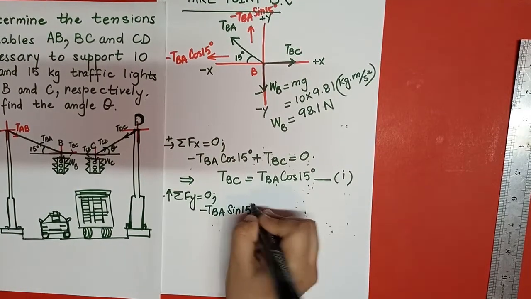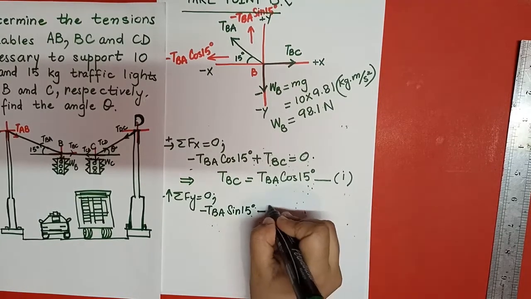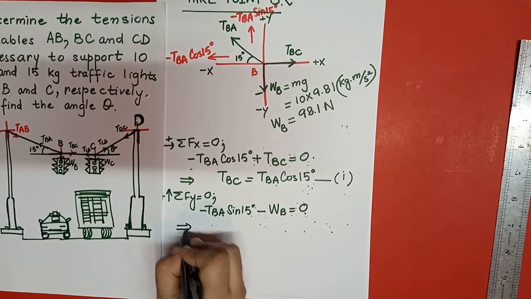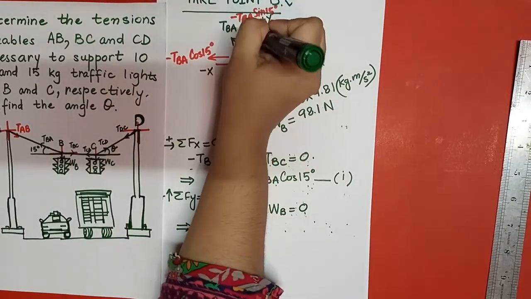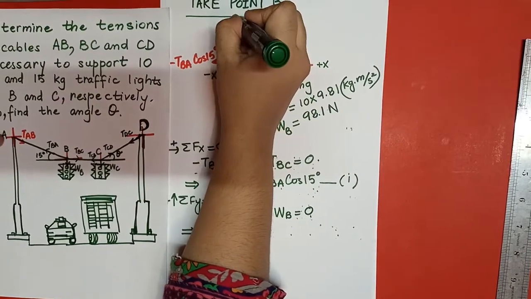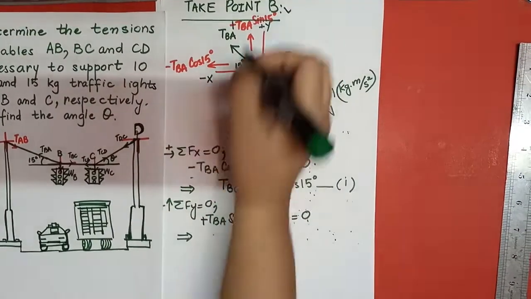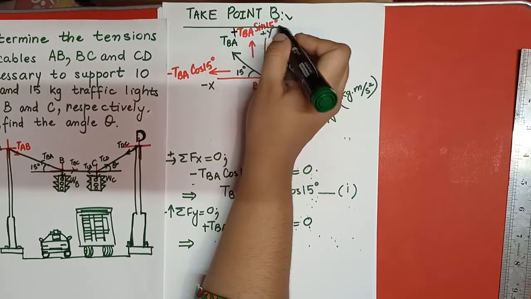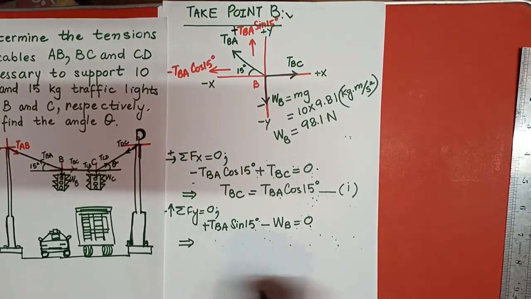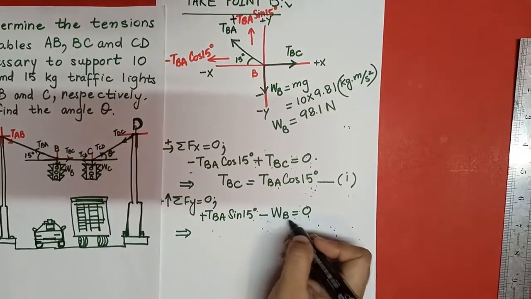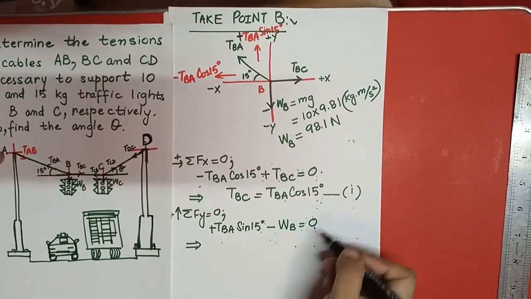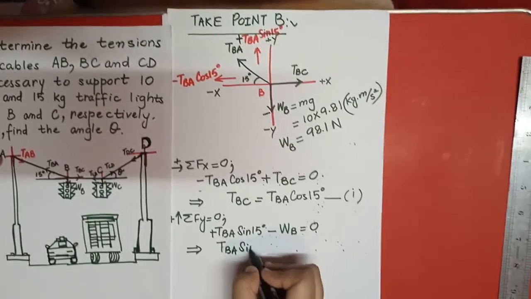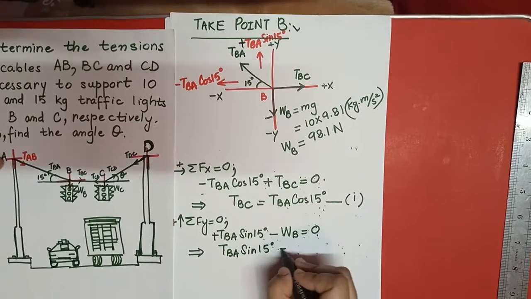It is sine 15 degree, and the weight is acting downward, so WB is negative. So what I have to do next: this force is the positive one, so we should take it positive because it is acting parallel to the positive y-axis. So we should take TBA sine 15 degree as positive, not negative. So I have to bring this WB to the opposite side, so it will be TBA sine of 15 degree equals WB.